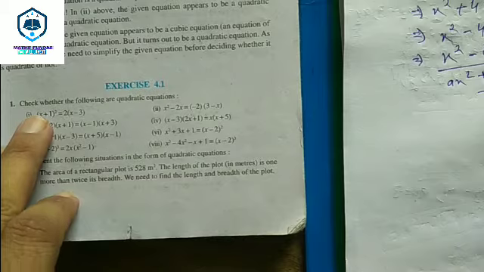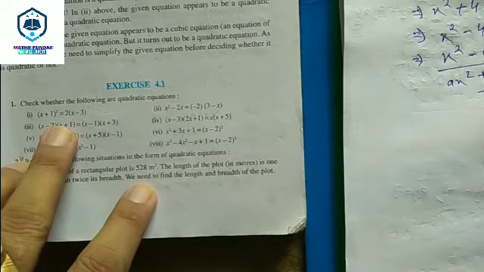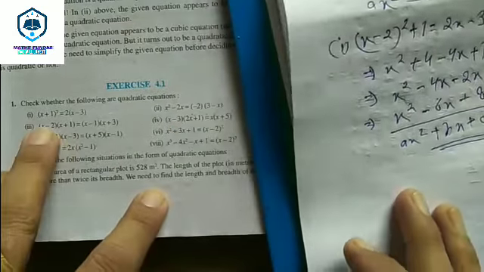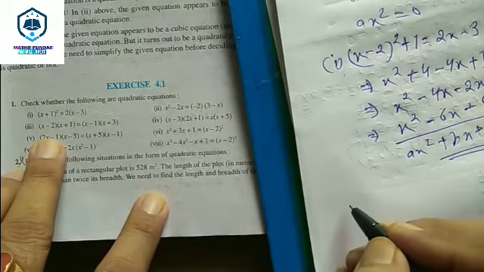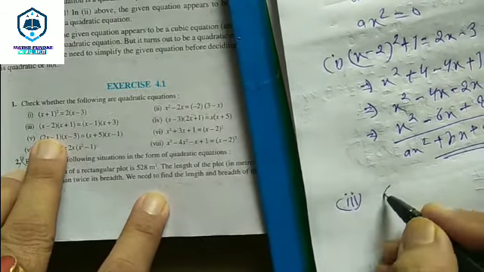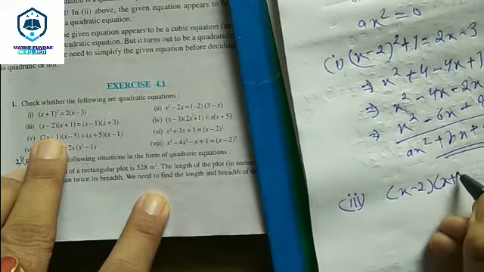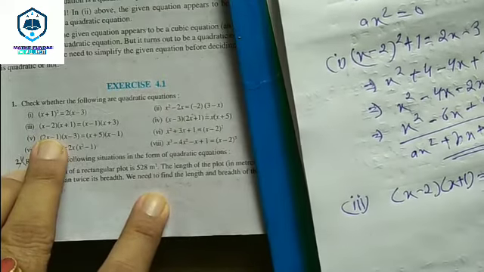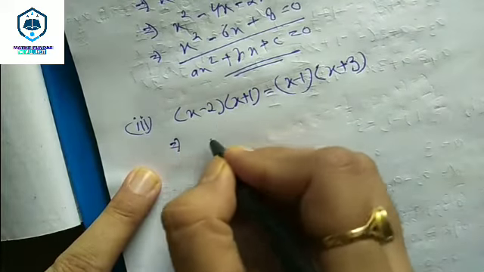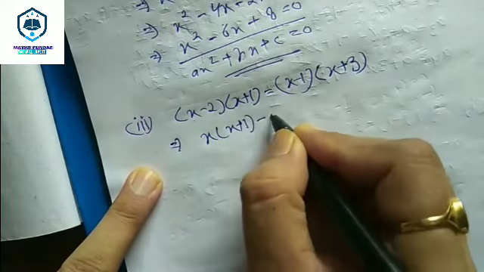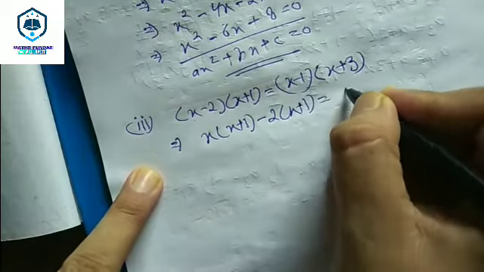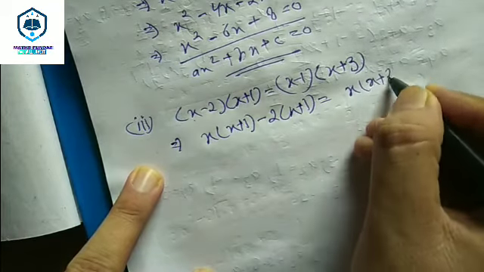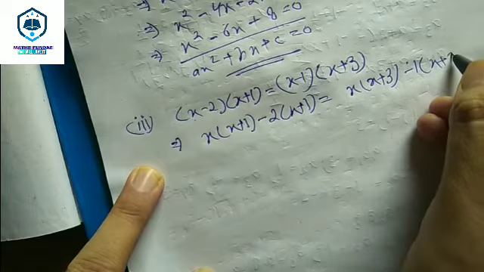The first question is check whether the following are quadratic equations or not. So looking at the third part, we'll solve the third part because the first part is the same as the one we have done in the example. In the third part, they have given us (x minus 2) into (x plus 1) equals to (x minus 1) into (x plus 3). So this is the question. Now we have to check whether it's a quadratic equation or not. So first we multiply this x plus 1 by x, then x plus 1 by minus 2, then x plus 3 by x, and x plus 3 by minus 1.